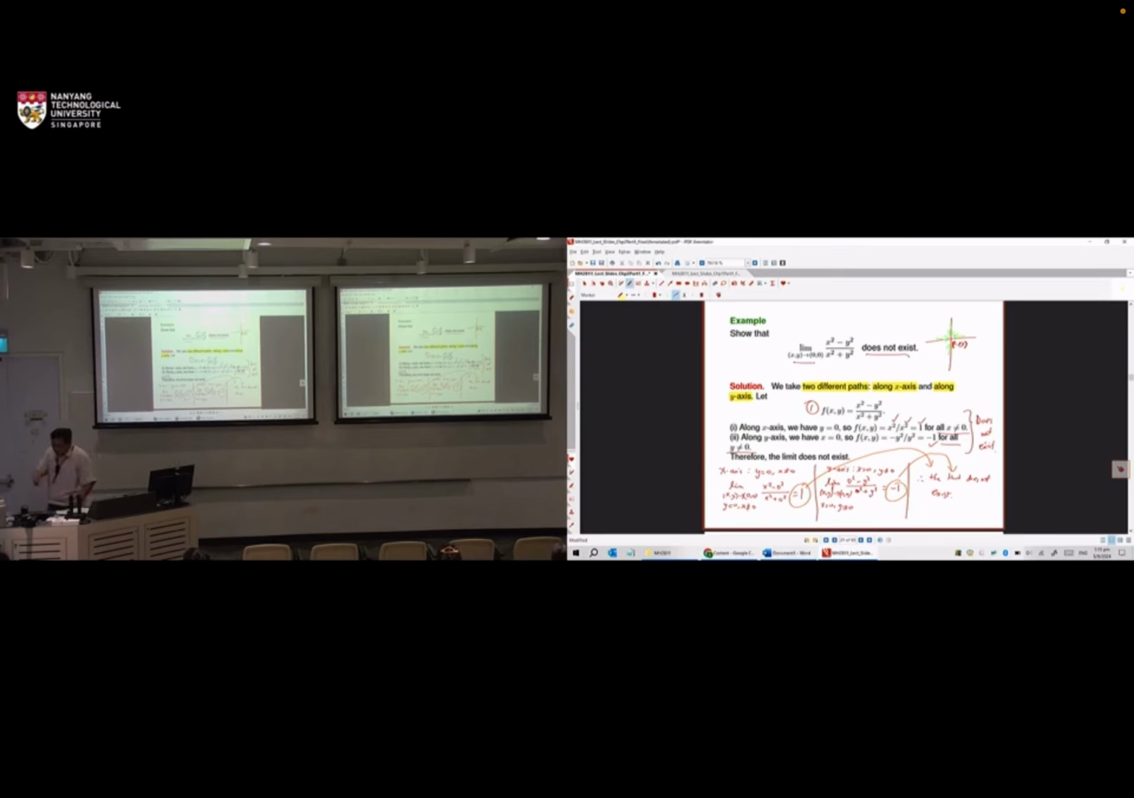This is an ugly looking function. The limit as x approaches 0, y approaches 0 of x squared minus y squared over x squared plus y squared. I give you the hint: show that it does not exist. Now, you must find 2 different paths that give you different limits. Then you can conclude that the limit does not exist. Usually when we start this kind of question, you must have an intuition.